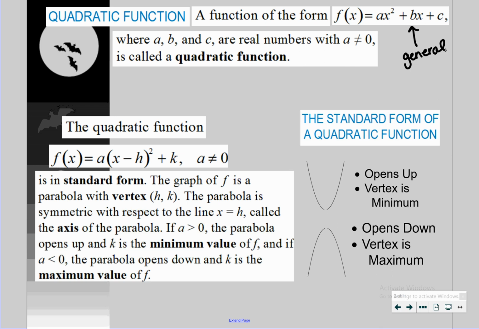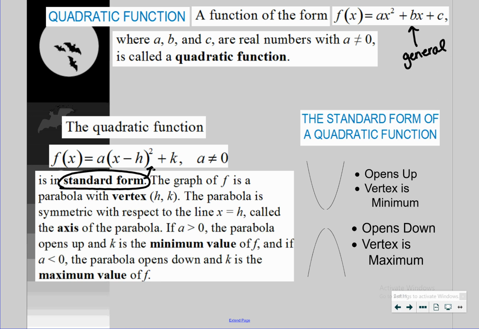A is the number in front of the x squared, b is the number in front of the x, c is a number that's all by itself. Our book then calls standard form this one that you see here. In the past, your book referred to that as vertex form. I still like to think of it as vertex form because it's easy to calculate the vertex from that form. But the wording is going to look a little different, so you're going to have to be careful.